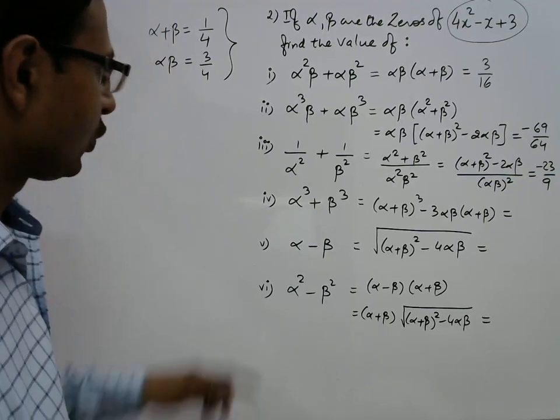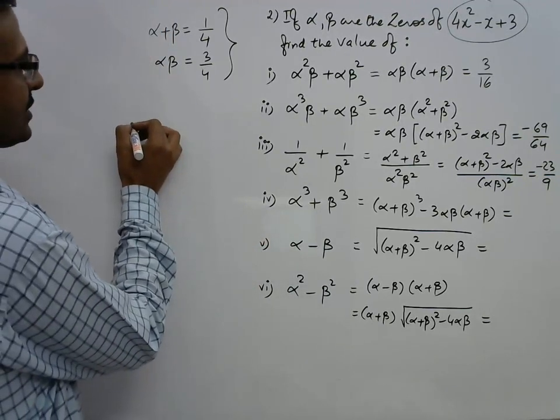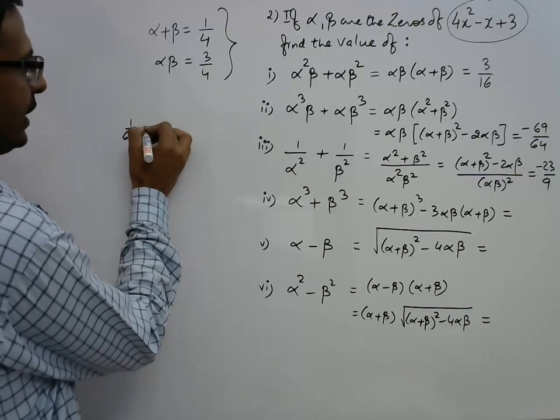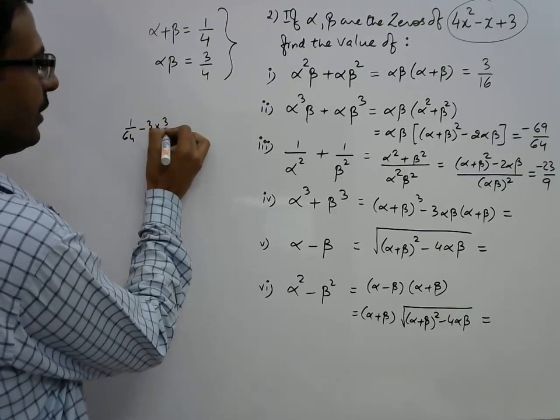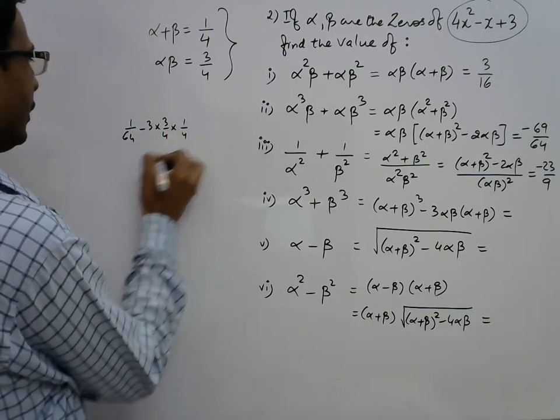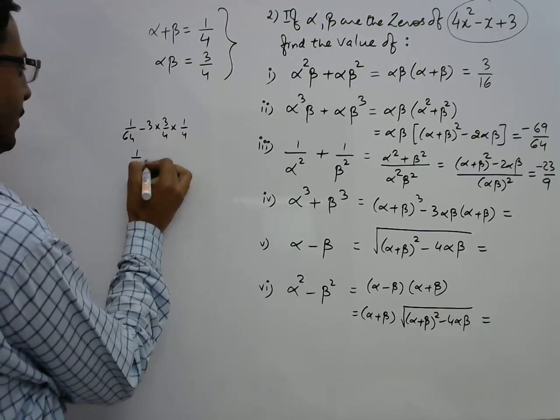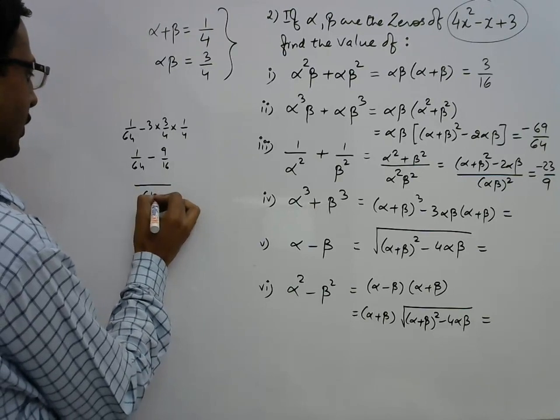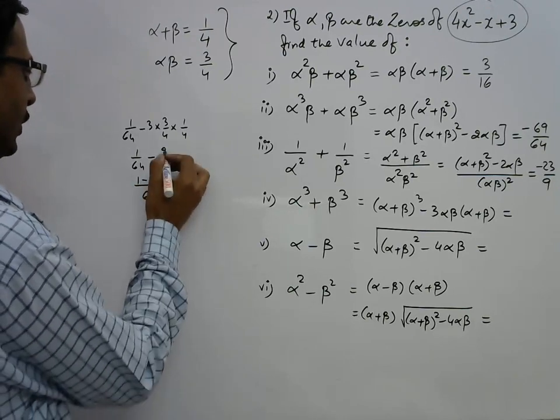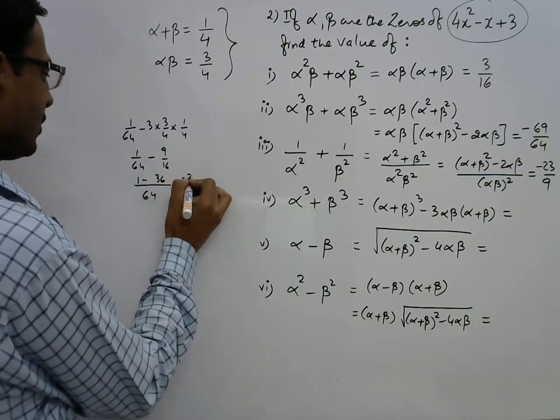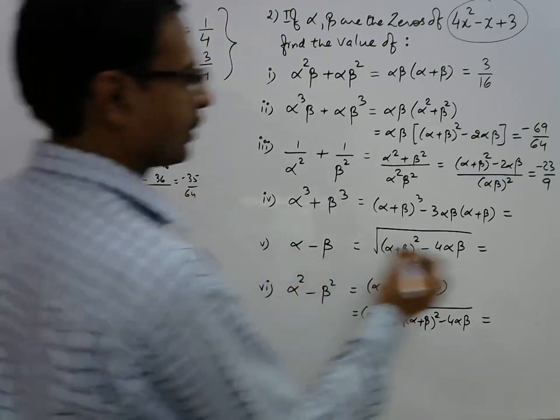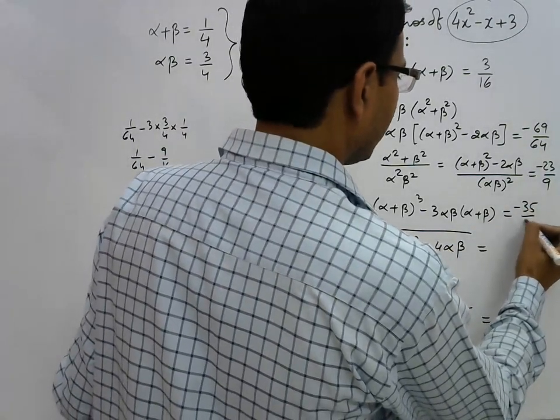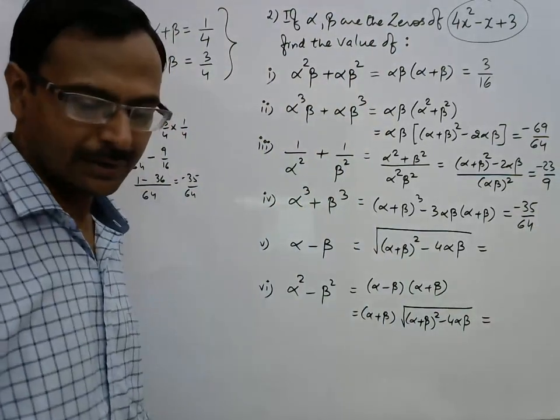Fourth part, alpha plus beta whole cube: 1 by 64 minus 3 alpha beta, 3 by 4 and 1 by 4. So 1 by 64 minus 9 by 16. So 64, 1 minus 4 and 4 are 36. So minus 35 by 64 is the answer for the fourth part.